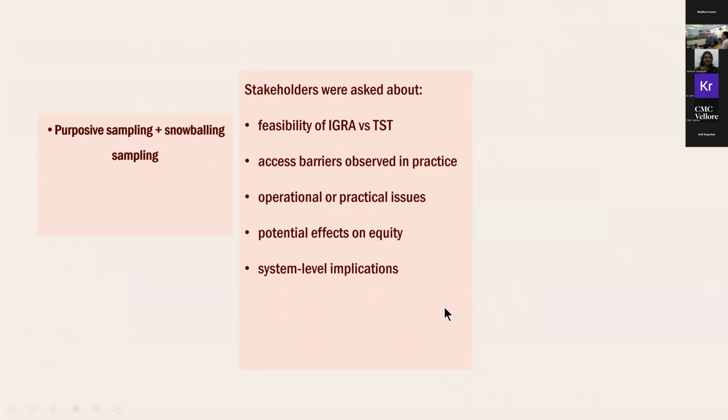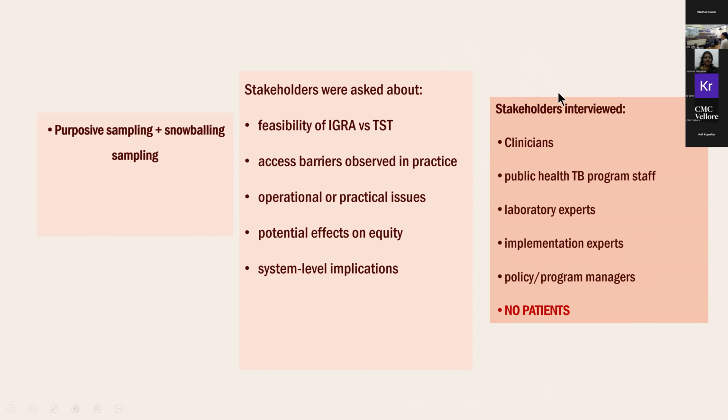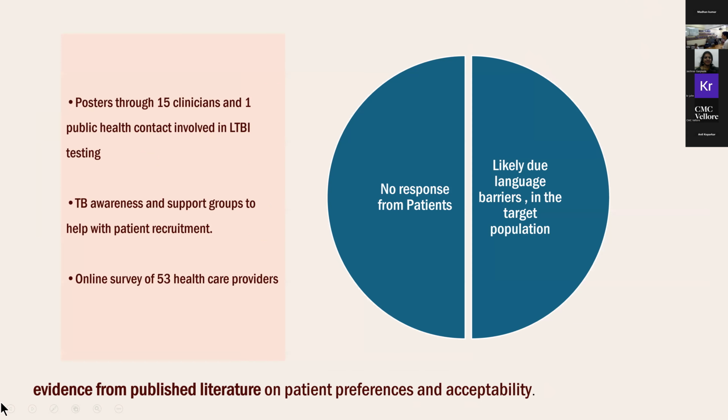And they have asked the stakeholders questions about feasibility of IGRA, access barriers, operational issues, system level implication. The stakeholders they interviewed were clinicians, public health TB program staff, laboratory experts, implementation experts, policy managers, but they did not interview any patients. They put up posters and got in touch with TB awareness and support groups to try and get patient recruitment. But finally, they didn't get any response from any of the patients. They've mentioned that this is likely due to a language barrier. But that's something they could have anticipated and tried to target those patients, which they've not done.